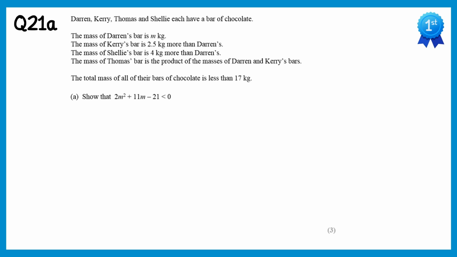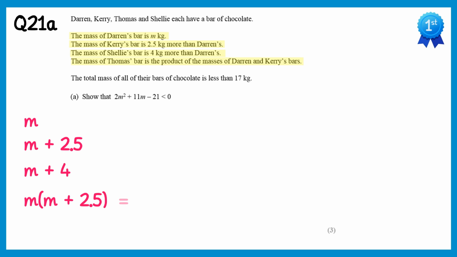In this question, Darren's bar has a mass of m kilograms, so we'll write that down. Kerry's bar is 2.5 kilograms more, so that would be m plus 2.5. Shelley's bar is 4 kilograms more than Darren's, so that's m plus 4, and Thomas's bar is the product of the masses of Darren and Kerry's bars, so we take m and m plus 2.5 and times them together, which would give you m squared plus 2.5m.